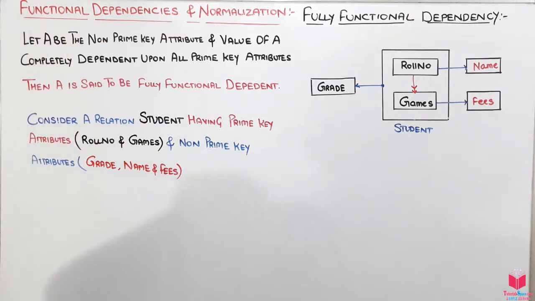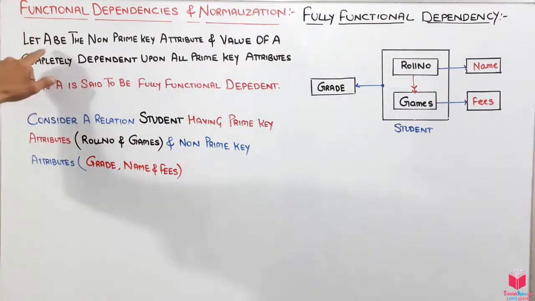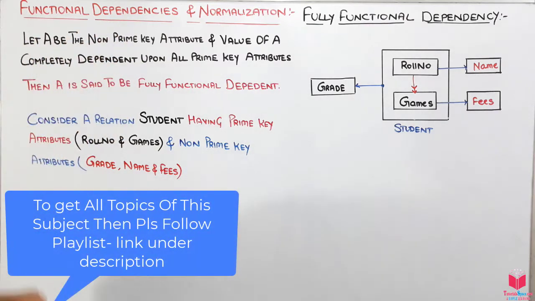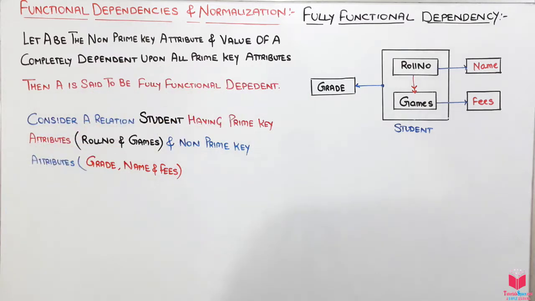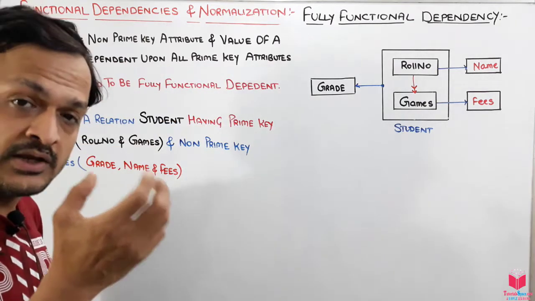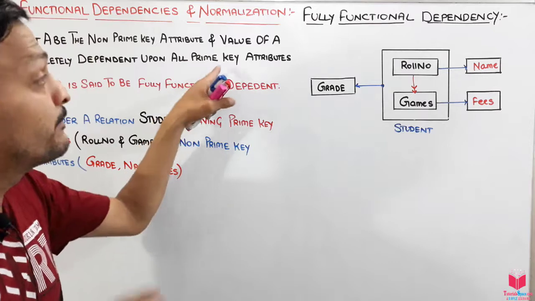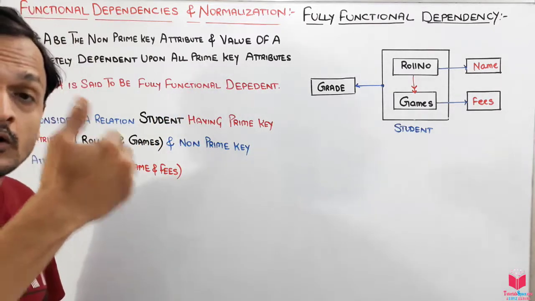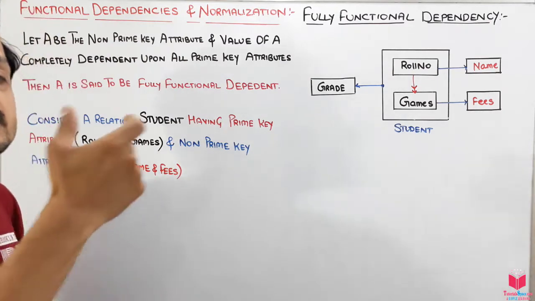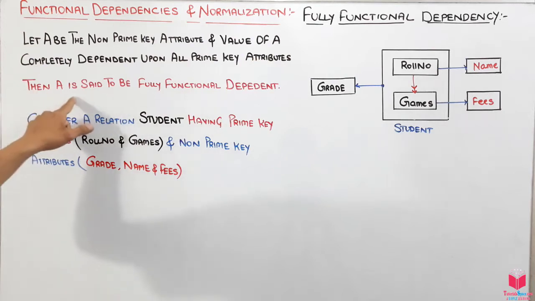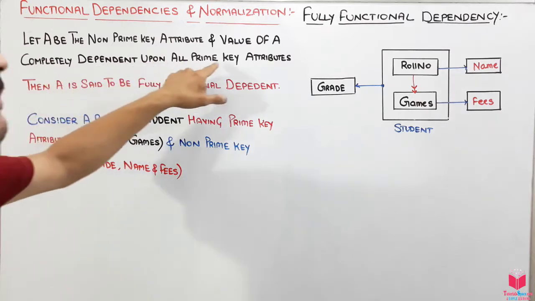Let A be the non-prime key attribute. If we have a relation with lots of attributes, and A is the non-prime key attribute, and the value of A is completely dependent upon all the prime key attributes, that means all the prime key attributes combinedly uniquely identify the value of A, then A is said to be fully functionally dependent. The word "fully" means completely dependent upon all prime key attributes.